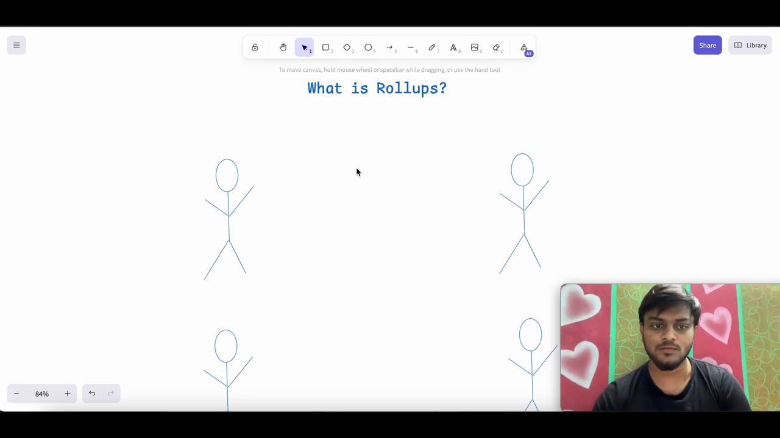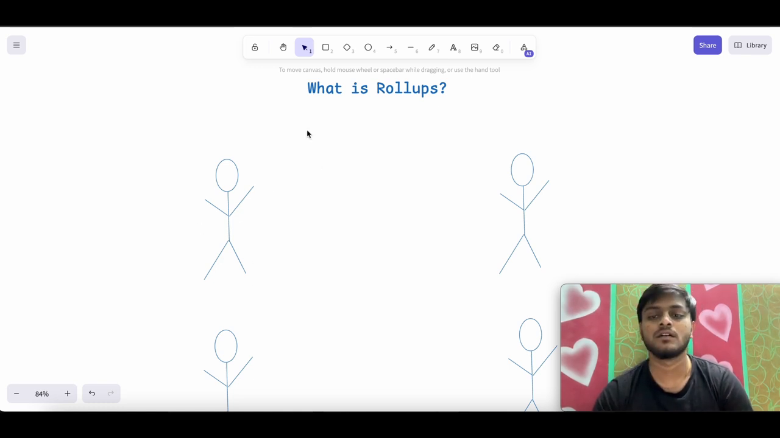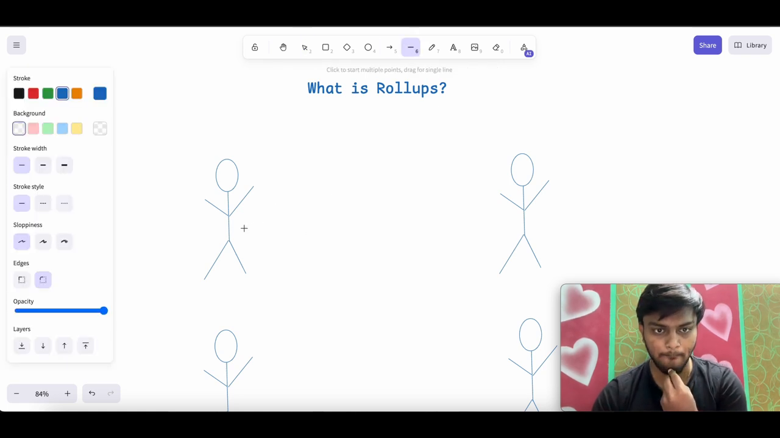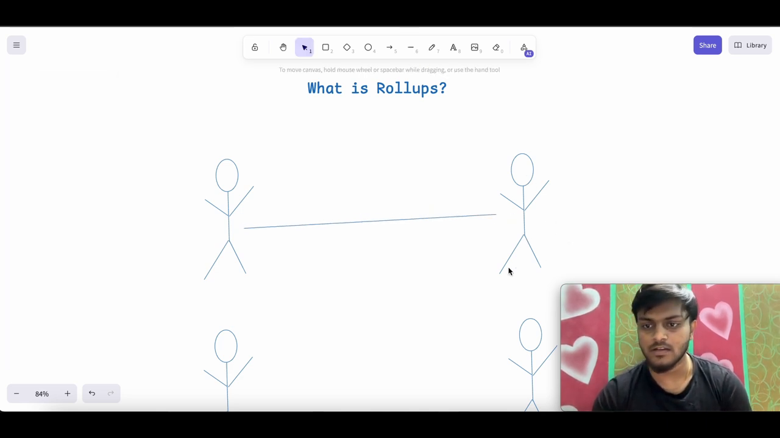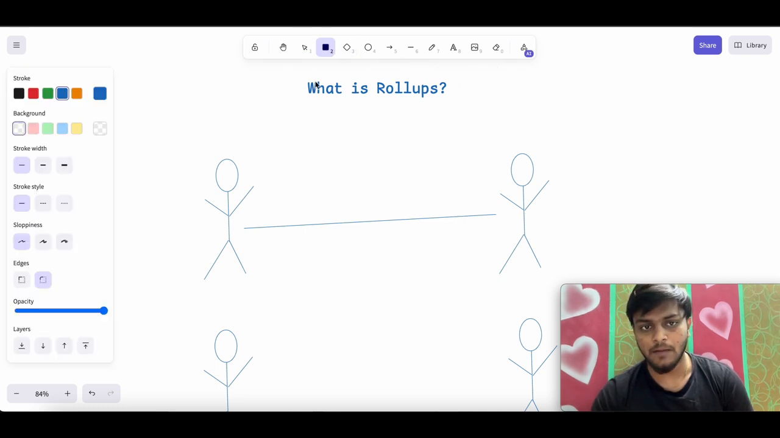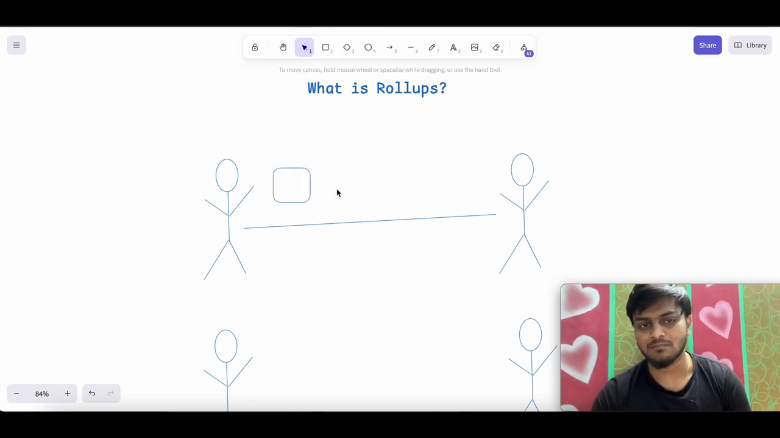Suppose this is person 1. Person 1 wants to send a parcel to his friend, person 2. He is in India, and his friend is in New York, in the US. He wants to send a parcel to him, something of his own, and he needs to send it to him.